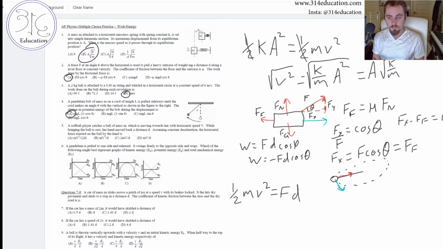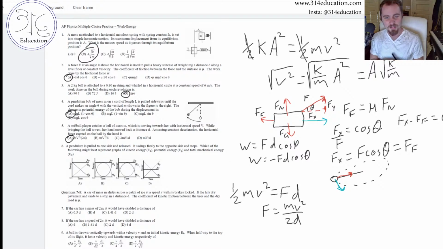And so we're looking for the force. We're just going to divide both sides by d, giving us F is equal to mv squared over 2d, which is A again. Very cool. Alrighty. No questions? No questions. You guys are great listeners.